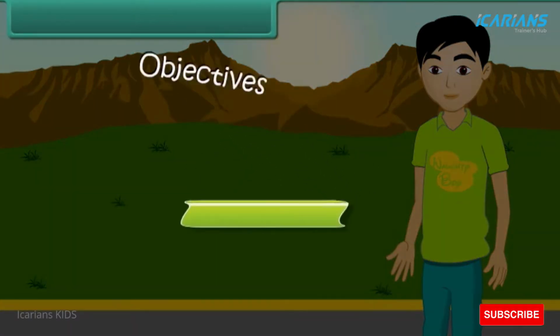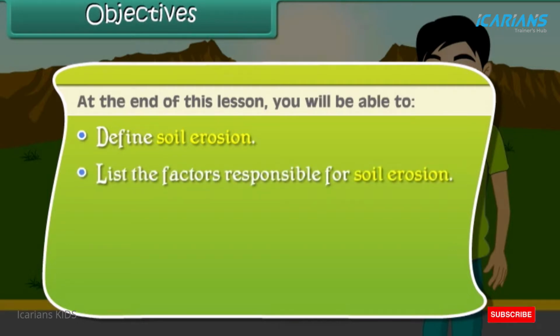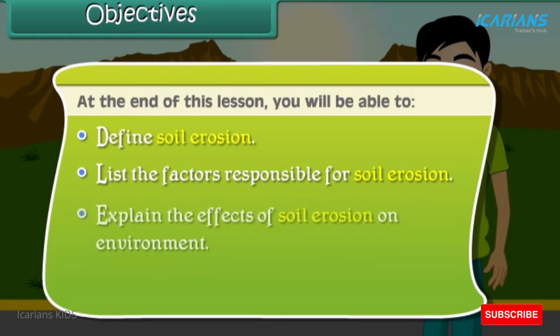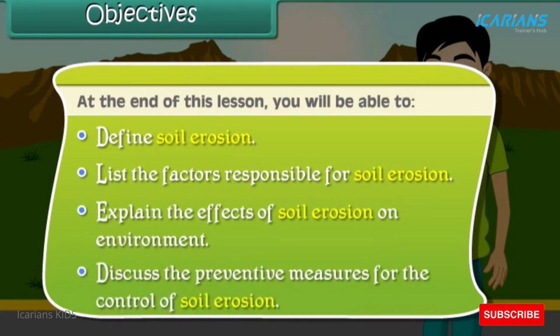Objectives. At the end of this lesson, you'll be able to define soil erosion, list the factors responsible for soil erosion, explain the effects of soil erosion on environment, discuss the preventive measures for the control of soil erosion.